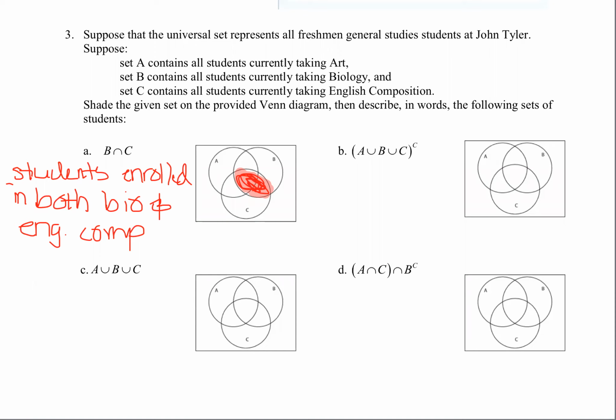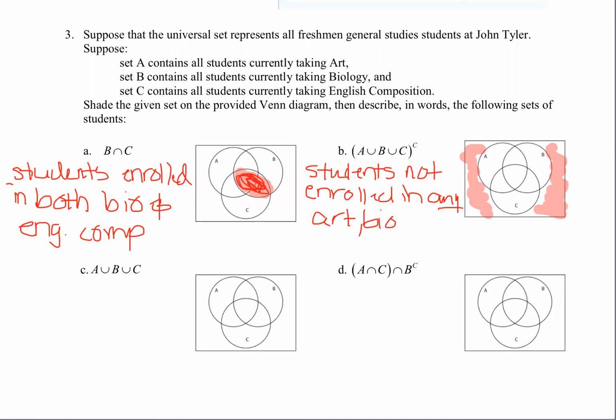A union C union B is this piece, but we want the complement. So the complement is out here. So these students aren't necessarily not taking any classes, they're just not taking art, bio, or English comp. So this represents students not enrolled in any art, bio, or English comp. So it means they're not in any combo of those. They could be taking something else though.